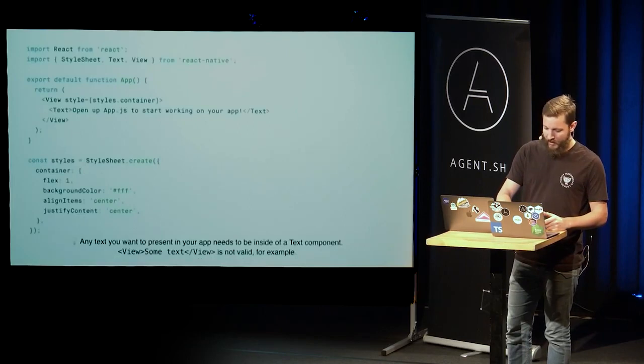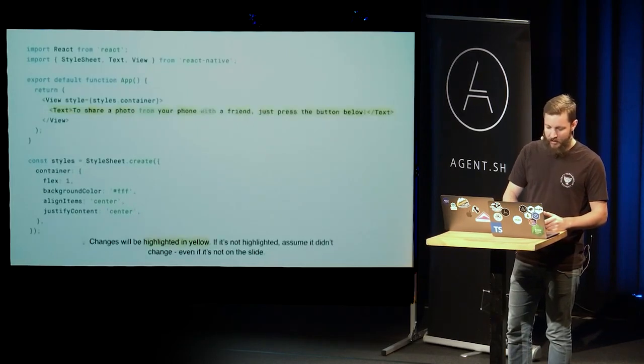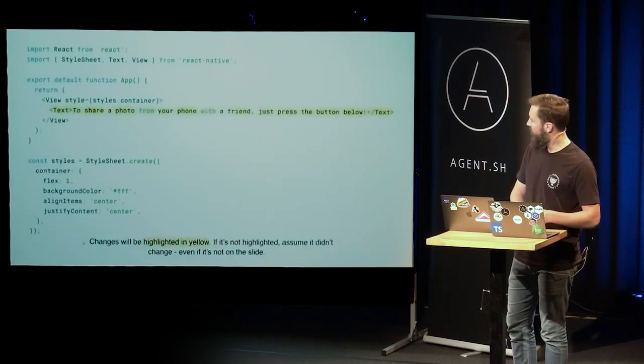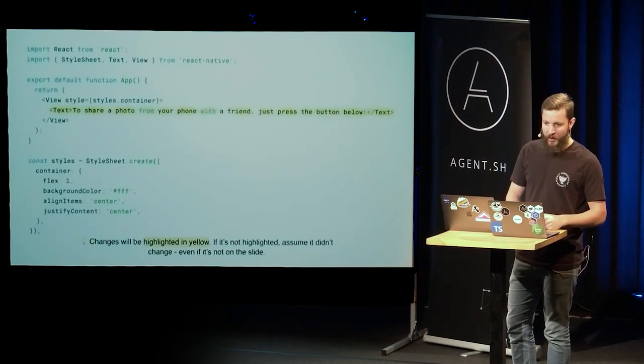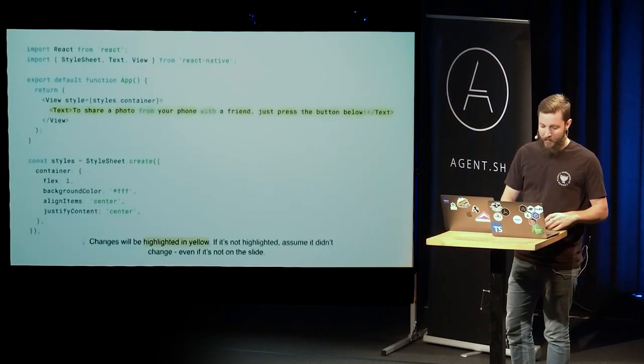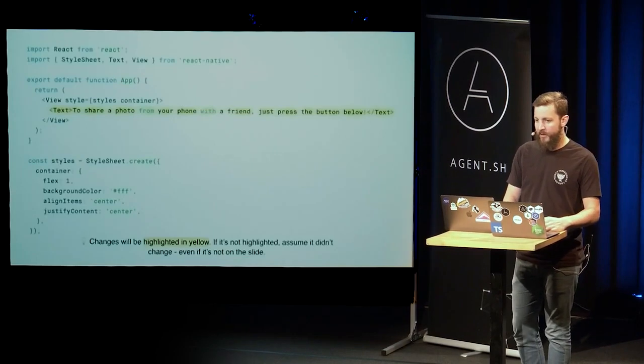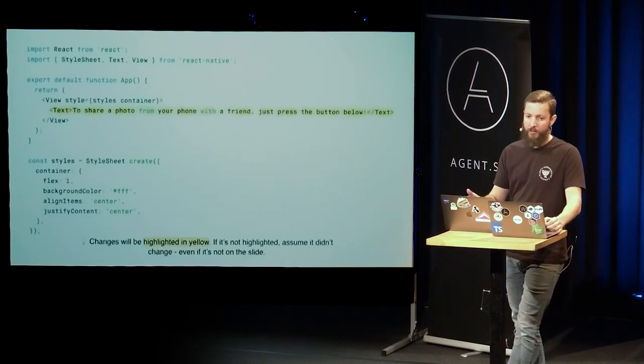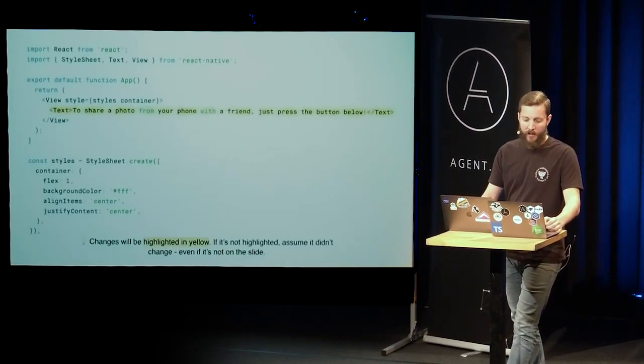So let's jump back to this. This is what we have currently. And we're going to just update some text so we can see it change. We're going to change the built-in text to this one. And just to note that on future slides, anything that's highlighted in yellow will be something that's changed from a previous example. And if it's not highlighted at all, you can just assume it didn't change.